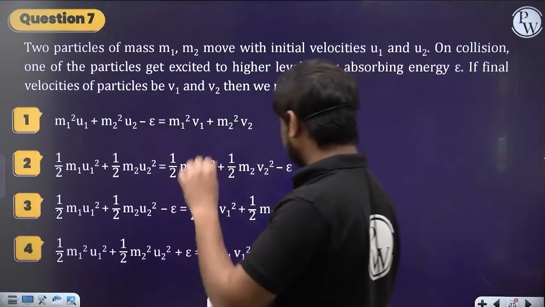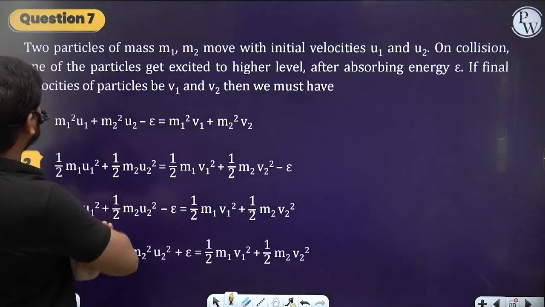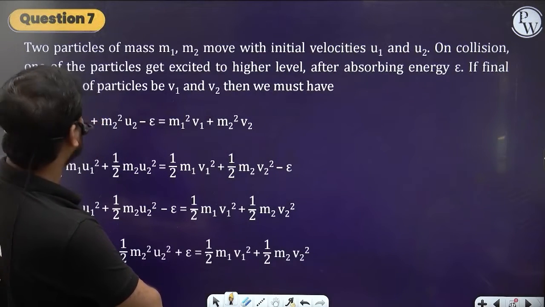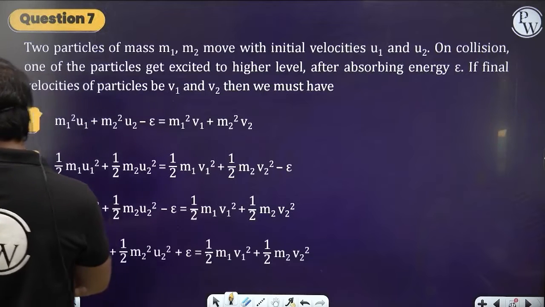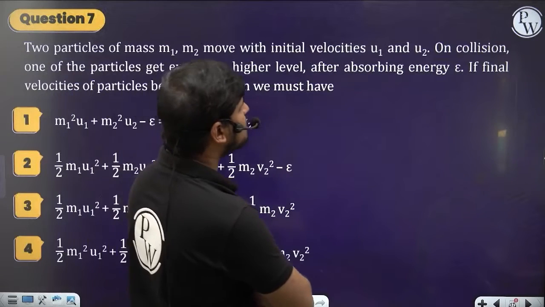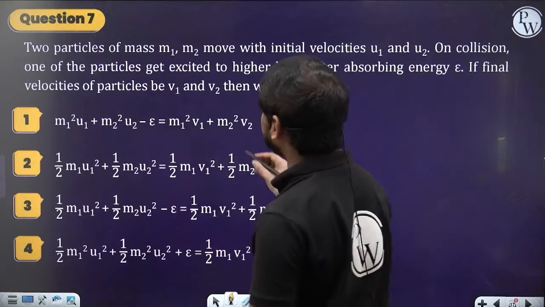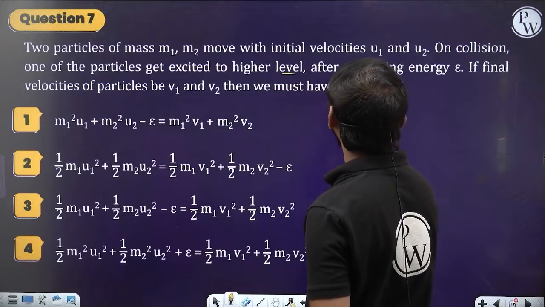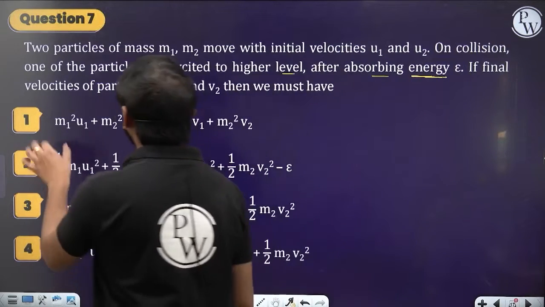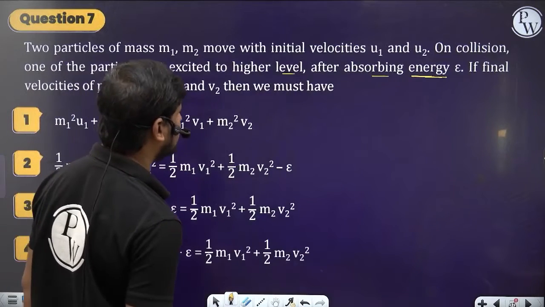So let's try this question, guys. There are two particles of mass m1 and m2 moving with initial velocities u1 and u2. On collision, one of the particles gets excited to a higher level after absorbing energy epsilon. If the final velocities of the particles are v1 and v2, then we must have, see here.